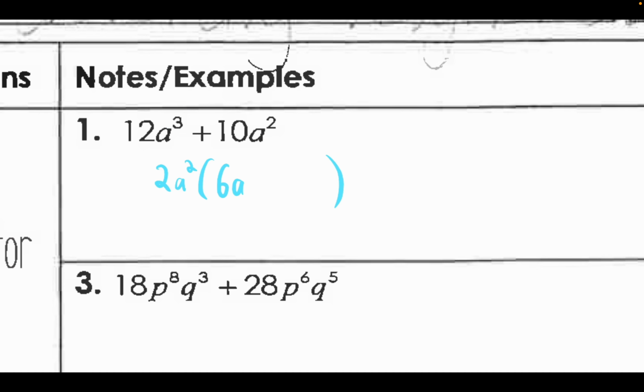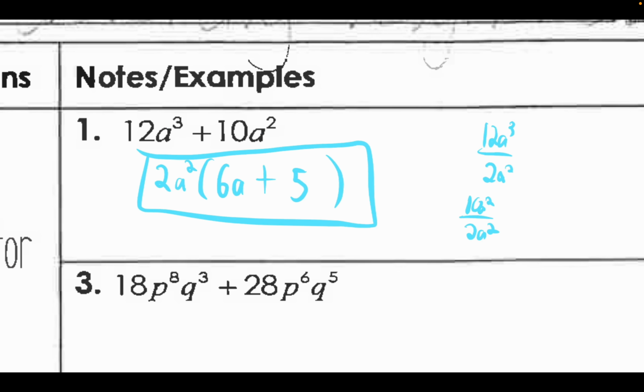Remember that you're really dividing when you factor out, an extension of last lesson in 5.2 when we were dividing. We have 12a cubed over 2a squared. 12 divided by 2 is 6. And we subtract the exponents on the a's since we're dividing the same base of a. 3 minus 2 is this 1 that we see, or invisibly written there. And then 10a squared becomes 5, because if you take 10a squared and divide by 2a squared, 10 divided by 2 is 5, and a squared divided by itself is just 1, or a to the power of 0. And now this is our factored form.